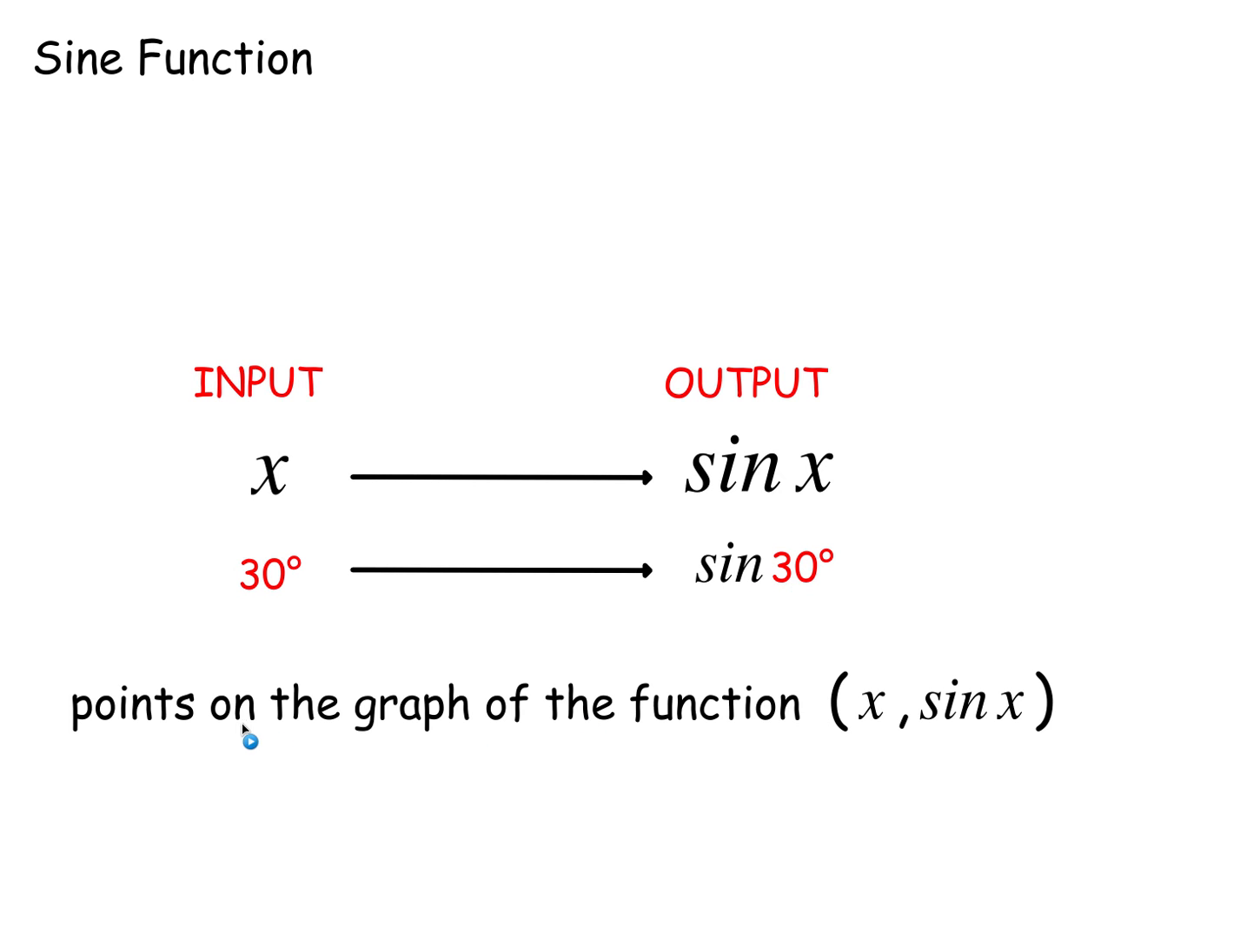So in graphing the function, the coordinates are x, the input, as the x coordinate, and sine x, the output, as the y coordinate. So we write the equation to describe this as y equals sine x. That is, for the input x, the output is sine x, which is the y coordinate.